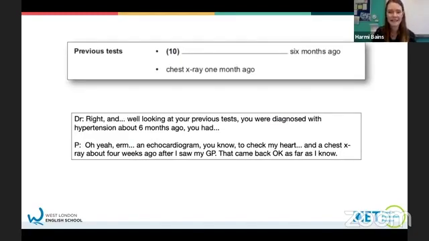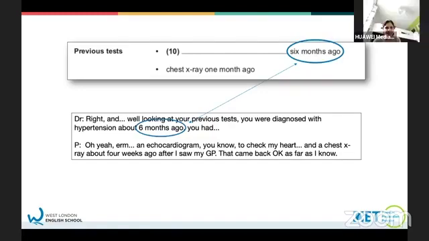Number 10. A test. Was it 6 months ago? I had, sorry, I wrote something, but I can't read my handwriting. It's a hyper. That's all right, don't worry. Hypertension. Well, we've got to be really careful here.